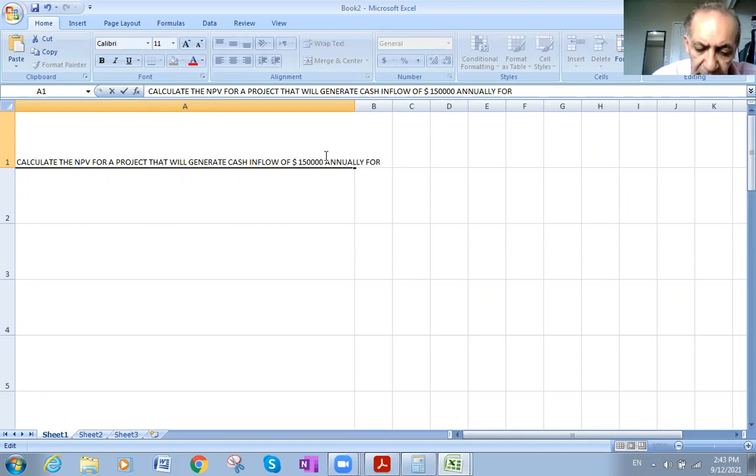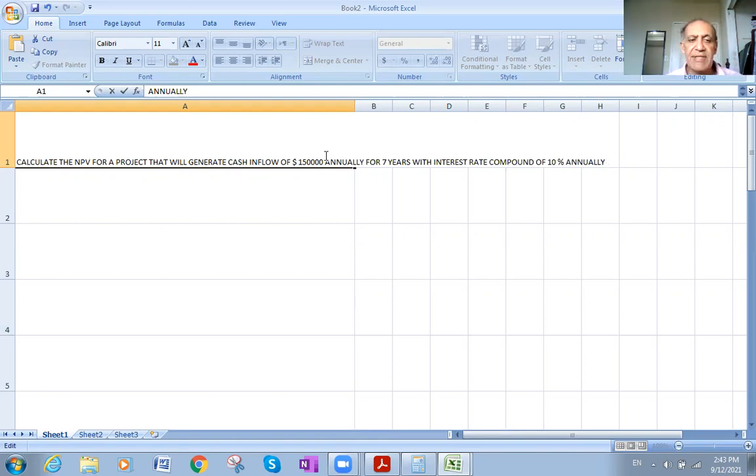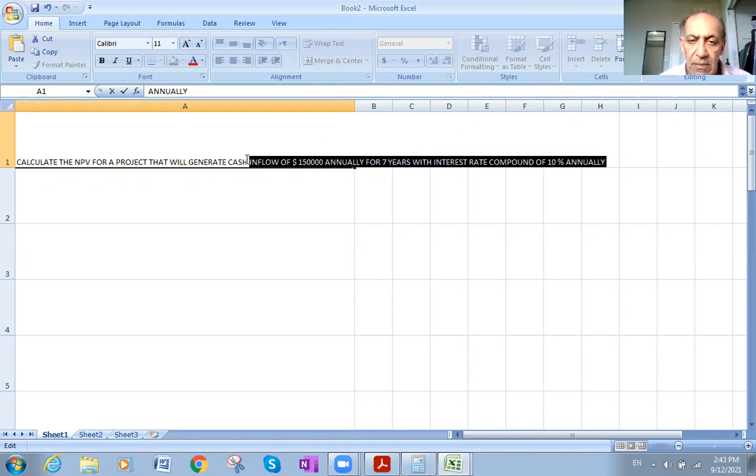for 7 years, with an interest rate. The interest rate here, of course, is a compound interest rate, compound of 10% annually. So this is the example which I want you to go through now. It is self-explanatory, I just wanted to give you the idea.